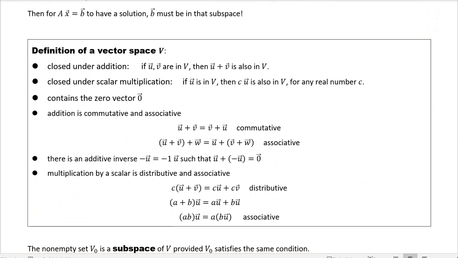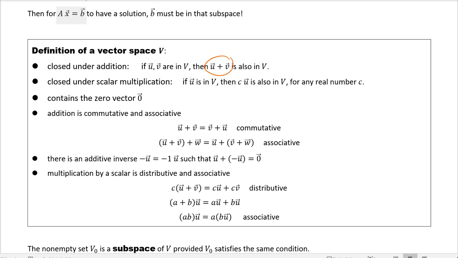So it must satisfy the following properties. First, closed under addition. It means if u and v are in the set V, then u plus v, this new vector, is also in the set V. So this is closed under addition. So when we add them, this vector is also in the set V. Okay, next, closed under scalar multiplication. So if u is in V, then cu is also in V for any real number c.